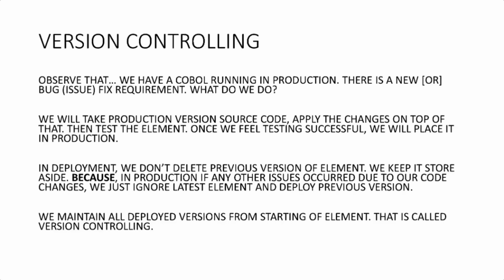In deployment, we don't delete the previous version element, we keep it stored aside, because in production if any other issue comes because of our new code changes, we just ignore the latest element and deploy the previous version. So we maintain all deployed versions from starting of element. This is called version controlling.